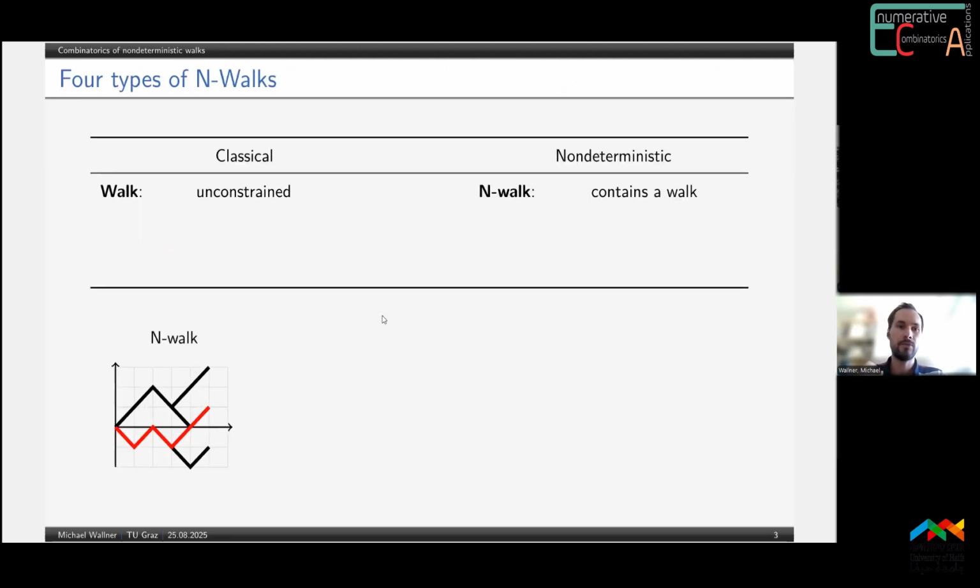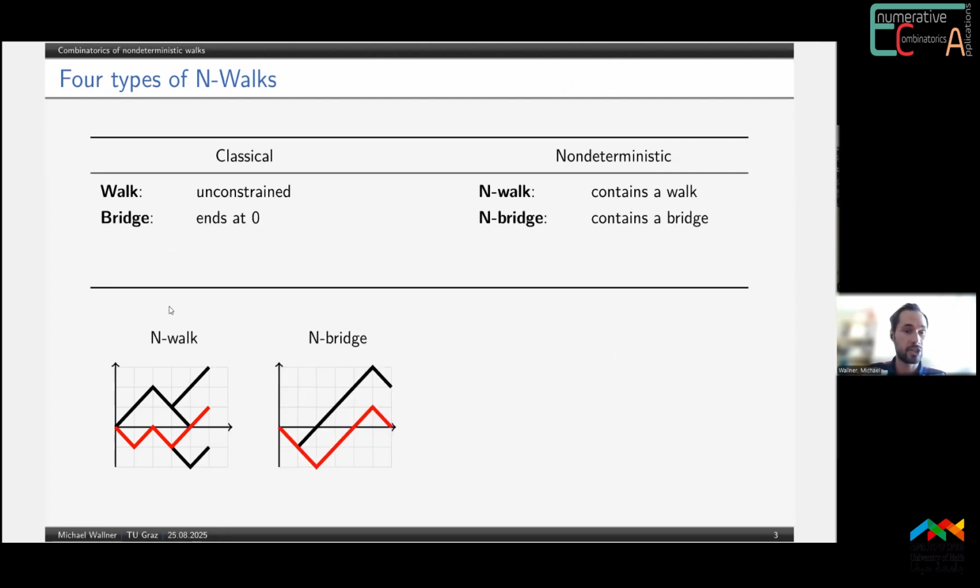We are interested in four different types of walks, and they are classical notions for classical walks. I call a walk a completely unconstrained sequence of steps. And this I call an N-walk, meaning it is defined by the fact that it contains a walk. You see on the bottom left an N-walk, and in red, you see one walk, but there are other walks there as well.